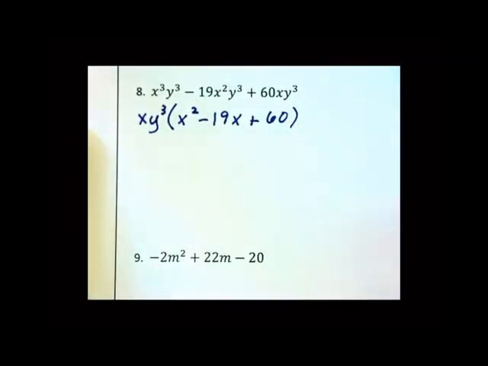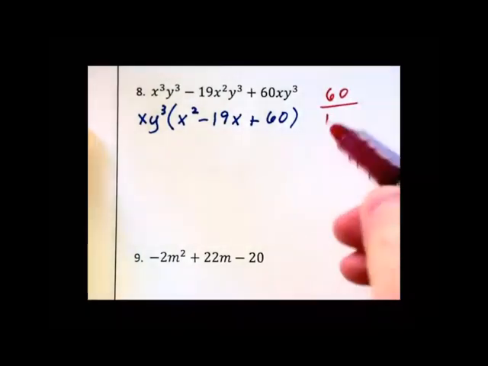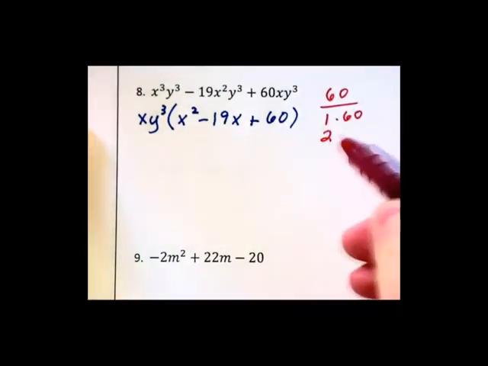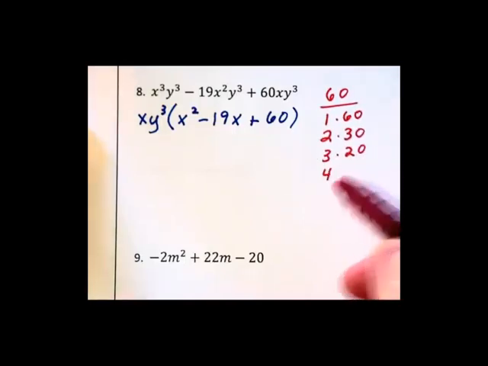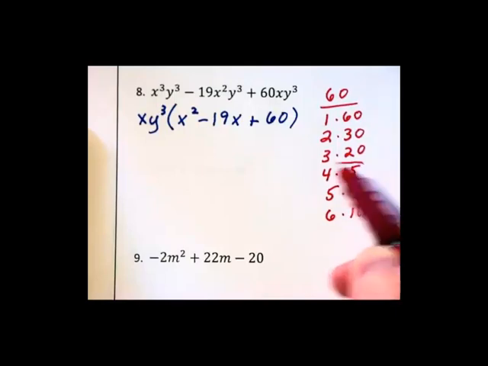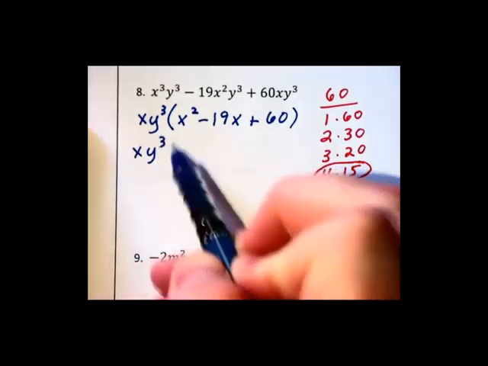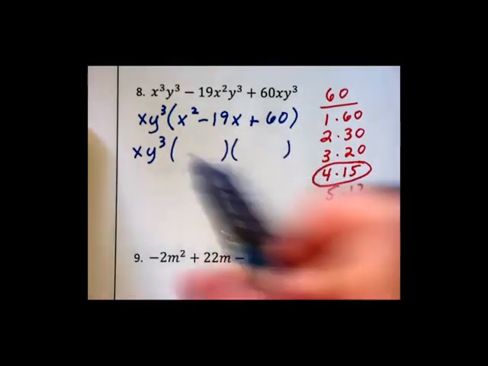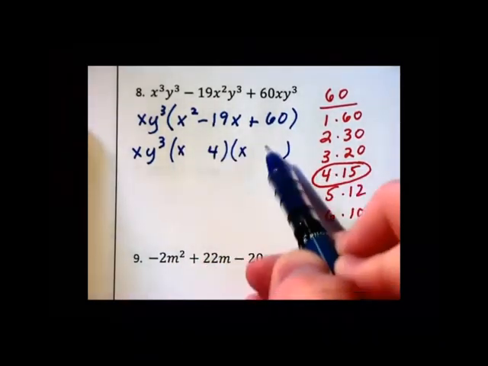Now 60 is a bigger number, but I'm going to use the same process. 1 times 60, 2 times 30, 3 times 20, 4 times 15, 5 times 12, 6 times 10. And I've already passed the one that we were looking for, the 4 times 15. We leave the xy to the third out front. We get two parentheses, each beginning with x. And we know it's got to be a 4 and a 15 making the 60.